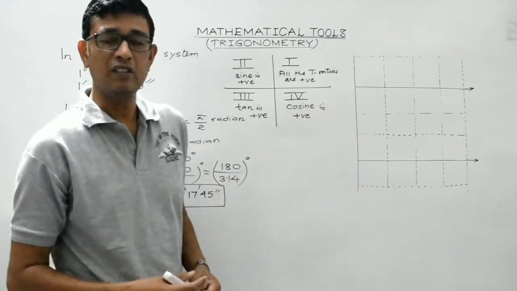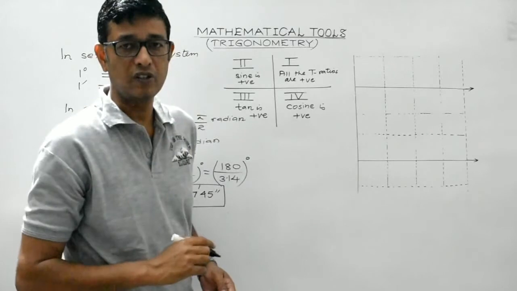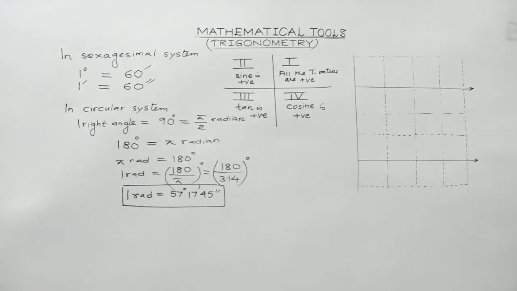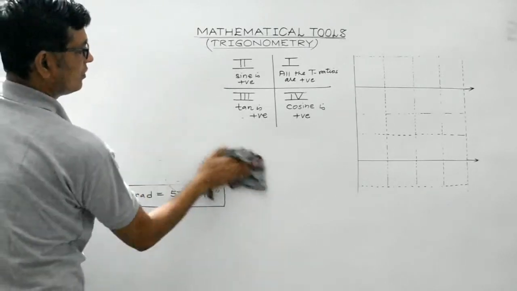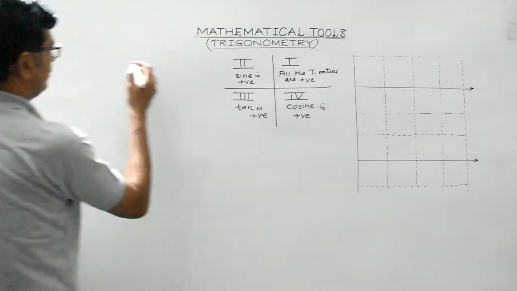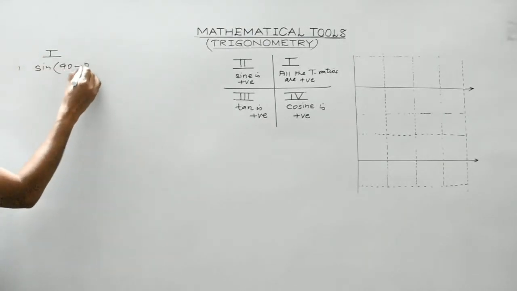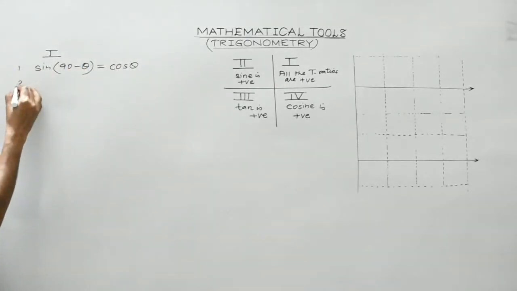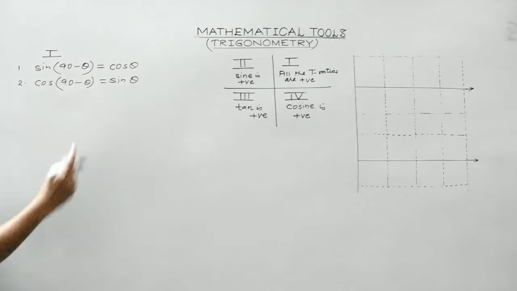So let us represent the trigonometric functions. I am only concentrating on sine and cosine functions, right? And their allied angles. Let's discuss those formulas first. Let's consider the formulas for sine and cosine in the first quadrant for the allied angles. So in the first quadrant, sine of 90 minus theta is equal to cos theta. Sine is positive in the first quadrant. Second, cos of 90 minus theta is equal to sine theta.